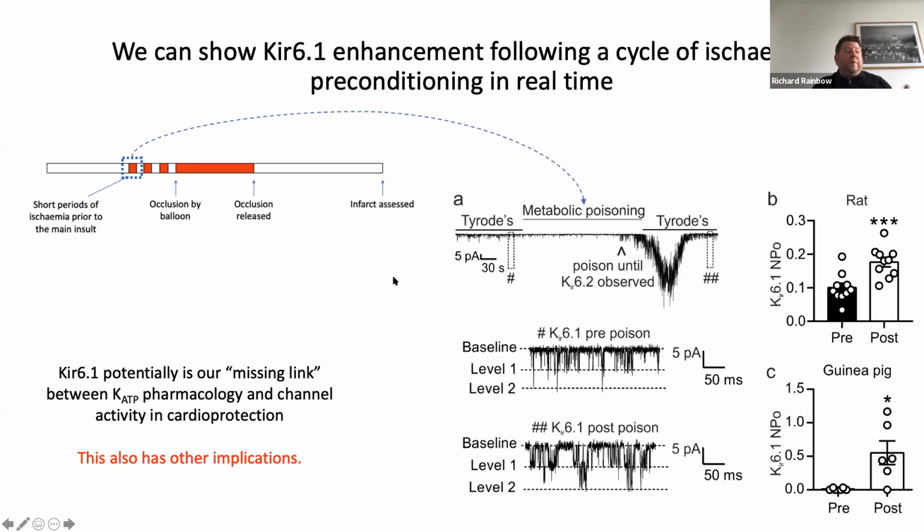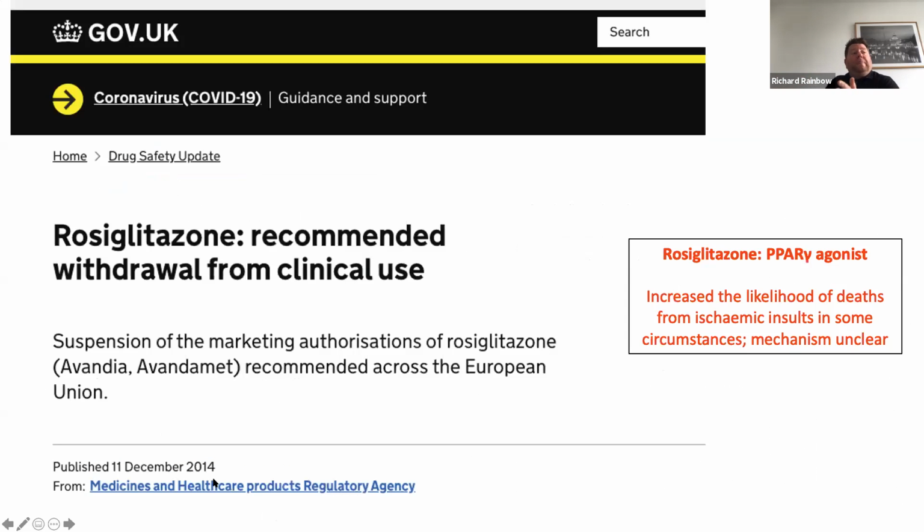So we think that maybe KATP is our missing link between the KATP pharmacology and the channel activity. So Kir6.1 has this really important and potentially previously overlooked role. But we think this has also got some other implications as well.